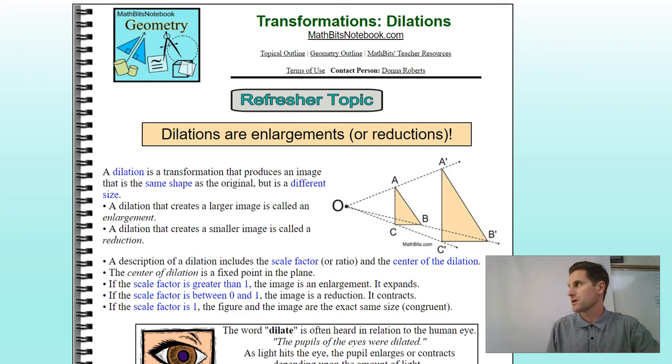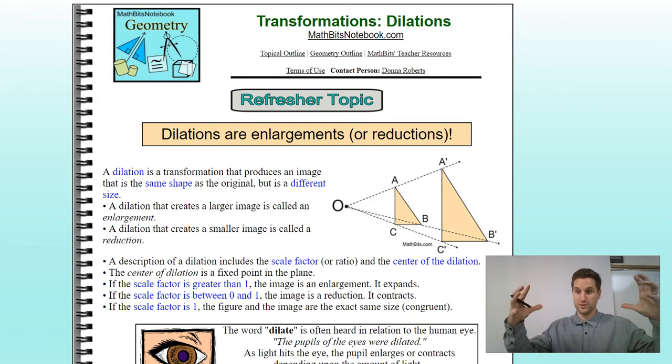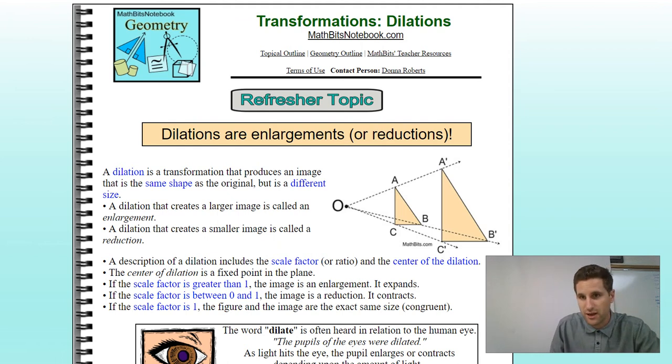I found this kind of cool little math notebook thing. So I've got this cool math website here, MathBits Notebook Geometry, so I thought we'd try this out and see how it works. Kind of cool. So dilations are enlargements, where you're getting something larger, or a reduction, getting something smaller. And so we're just going to have you write down the stuff that I underline.